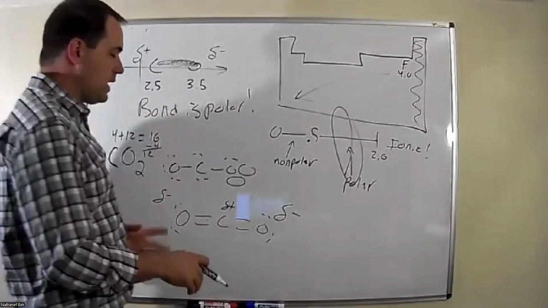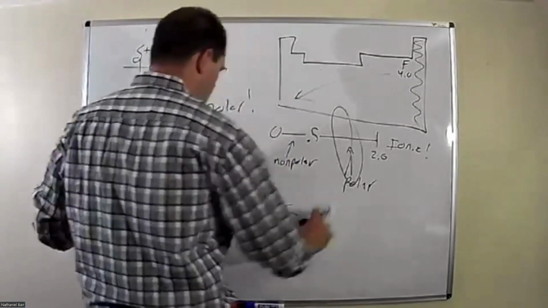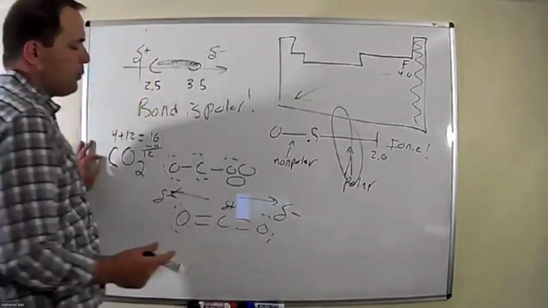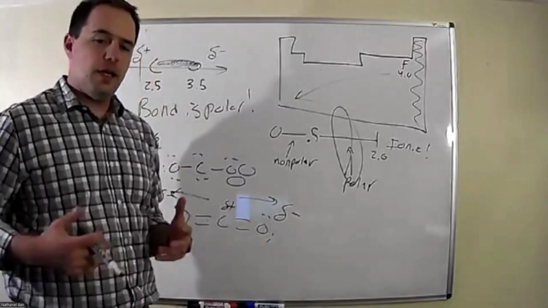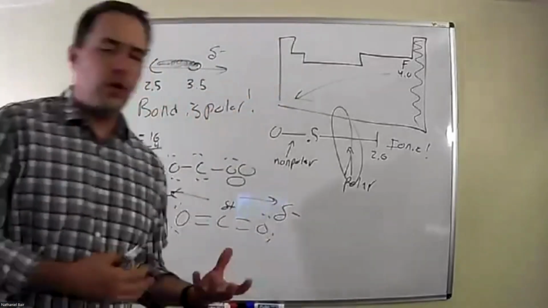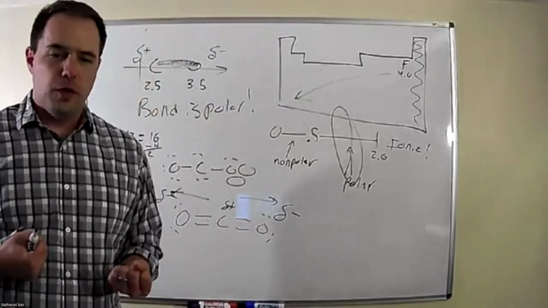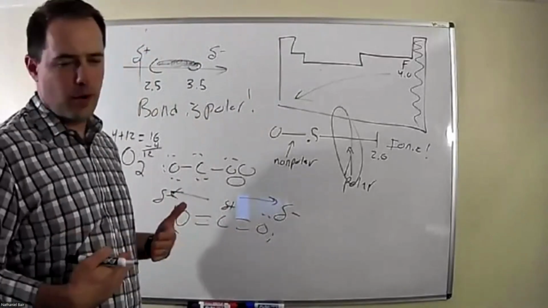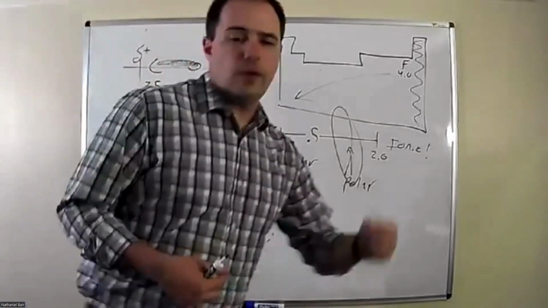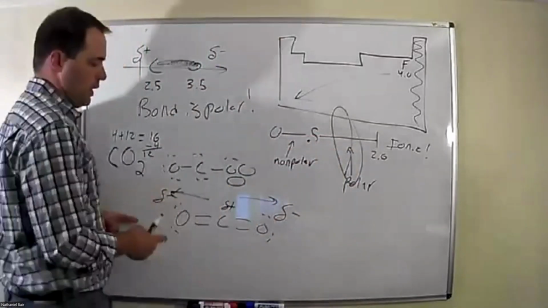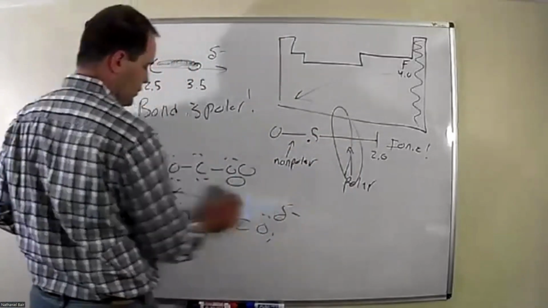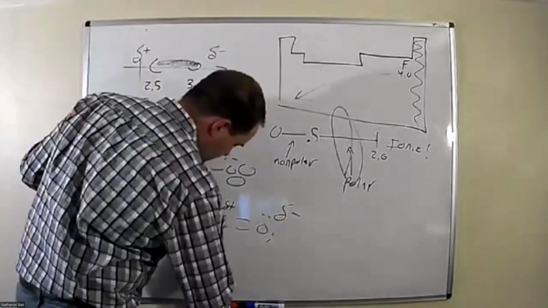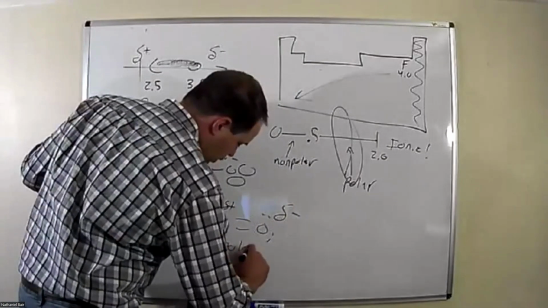But yes, this molecule contains 2 polar bonds. This guy's trying to tug that way. This guy's trying to tug that way. But what happens in a game of tug of war where both sides are equally matched? Nobody's going anywhere. Nobody moves. So when you have a symmetrical molecular geometry where the bonding groups are identical, this molecule contains polar bonds, but it is non-polar overall.